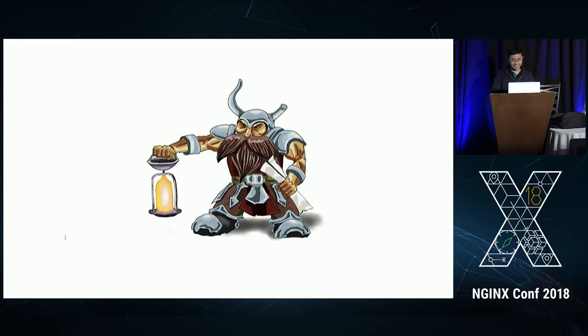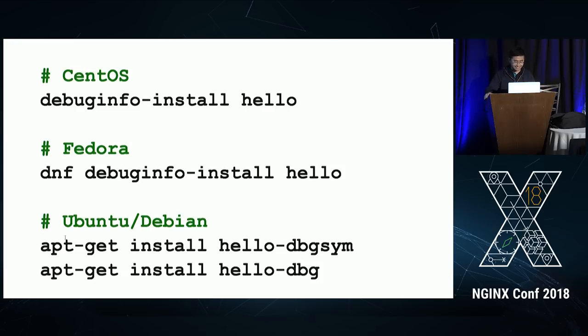I drew a picture. So the most popular debug information format is DWARF, D-W-A-R-F. And it provides a map so that you can walk around in the binary world. So welcome to the binary world.